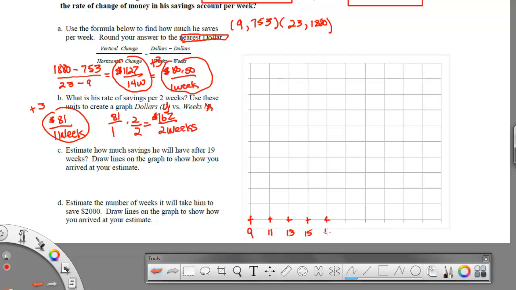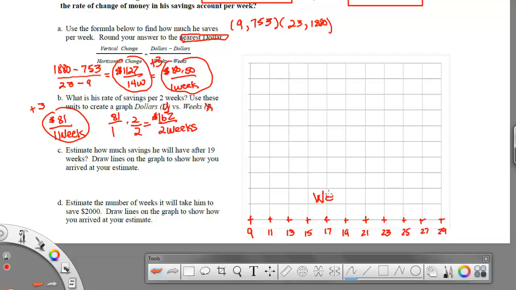And I get 17, 19, 21, 23. Add 2 more is 25. And I get 27, and then my last one is 29. So I'm showing from 9 to 29 weeks.